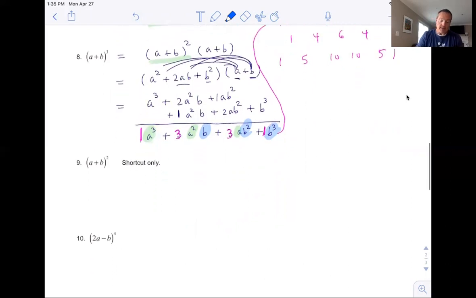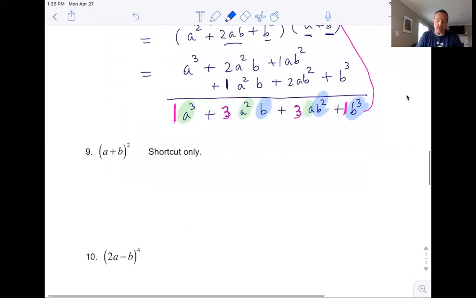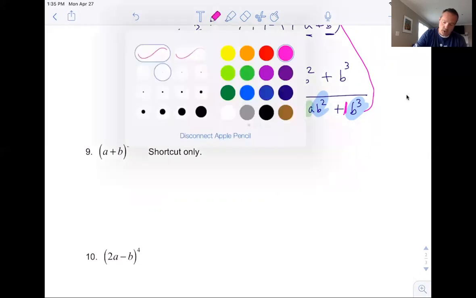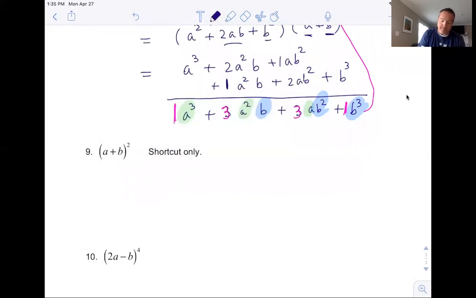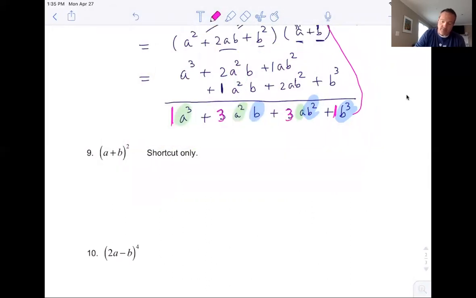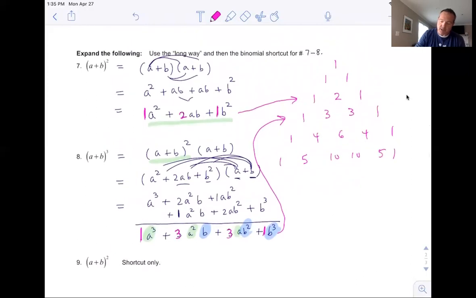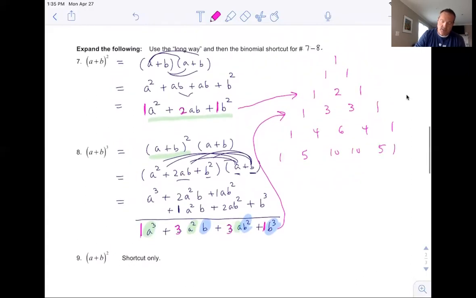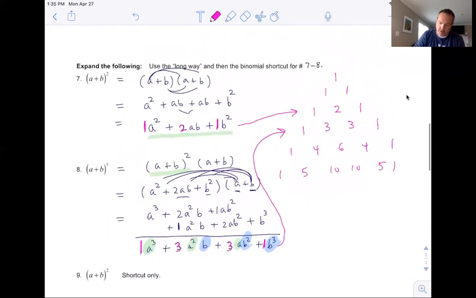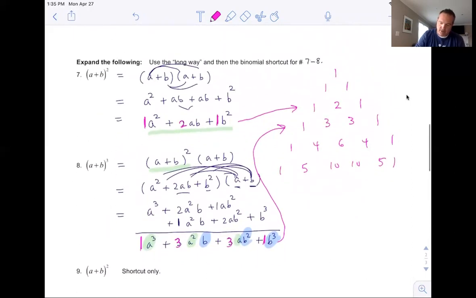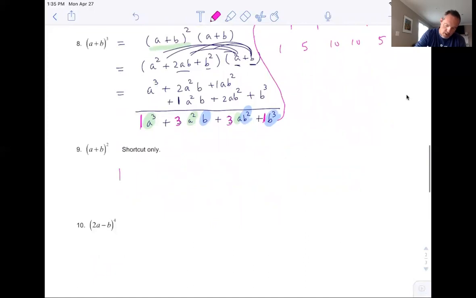Now, number 9 says, do a plus b squared with the shortcut. Well, first of all, how would I do it? I would first write out those binomial coefficients. I'd go to Pascal's triangle. It's squared, so look to the second number in. That's a 2. So for a plus b squared, it's really the third row down. I don't really count that first row. It's the third row down. I'd write out the numbers 1, 2, 1.